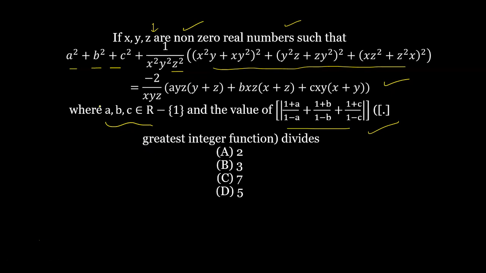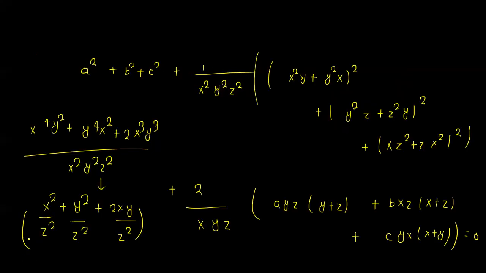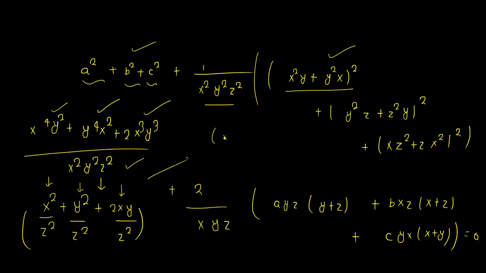So first of all, we simplify this expression. So what kind of terms are there? We have to check. So first is a square plus b square plus c square type of terms. Second, if we take this term and multiply with this, so first of all we square this, so it will become x to the power 4 y square plus y to the power 4 x square plus 2 times x cube y cube and divided by x square y square z square. So you divide, then it will become x square by z square plus y square by z square plus 2xy by z square. So you can write this in this way: x plus y whole square divided by z square.